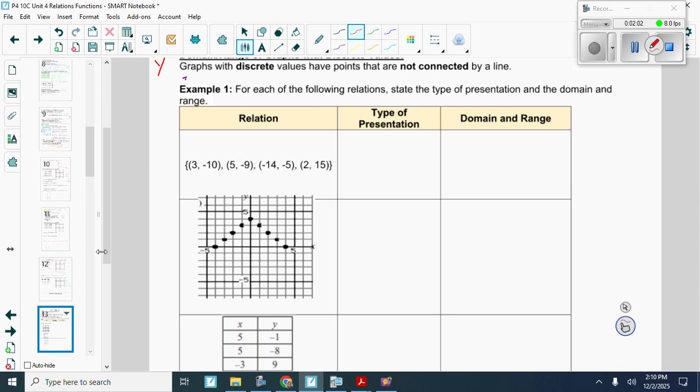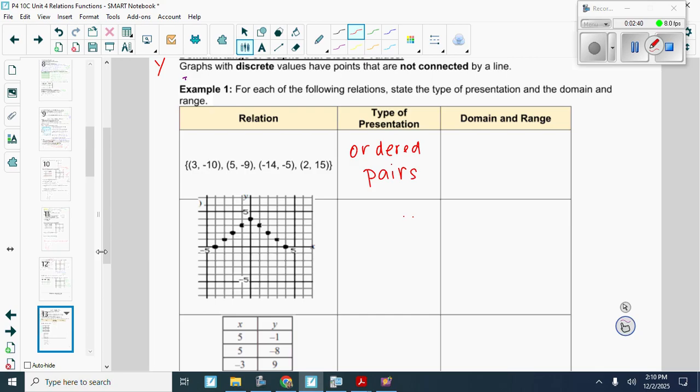So this type of relation, who can tell me how these are being presented to us? What are these called? When we have a bracket, a number, comma, another number, what's that called? Anybody? What do you think? It's an ordered pair. Okay, so this is just ordered pair. And when we do the domain and range for discrete values, we just list everything that they tell us.